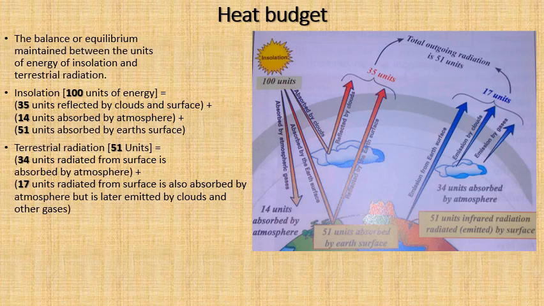So Earth's surface got 51 units. It gave back 51, but only 17 reached the outer space. And 34 is still within the atmosphere.